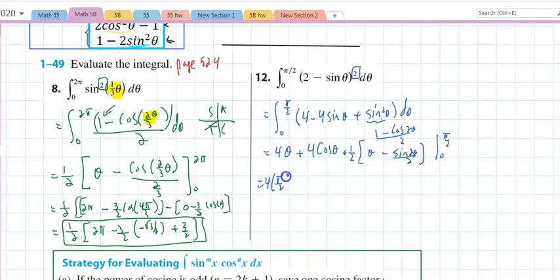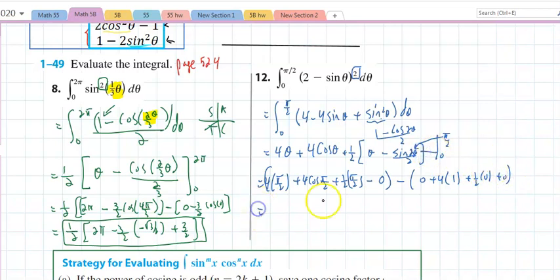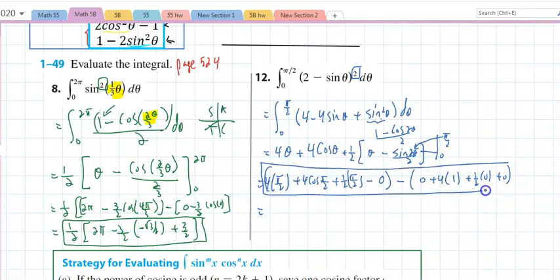That would be 4 times pi over 2 plus 4 times the cosine of pi over 2 plus 1/2 times pi over 2 minus, if you put pi over 2 in there, 2 times pi over 2 is pi, and the sine of pi is 0, minus, putting a 0 in, that's a 0, plus 4 times, cosine of 0 is a 1, plus 1/2 times 0, and if you put a 0 in there, you'll also get a 0. So, again, on a test, I really don't mind you leaving the answer like that, that's not a problem. This is 2 pi plus 0 plus pi over 4 minus 4. So that would be altogether 9 pi over 4 minus 4, or 9 pi minus 16 all over 4. It makes no difference. That's the same thing.